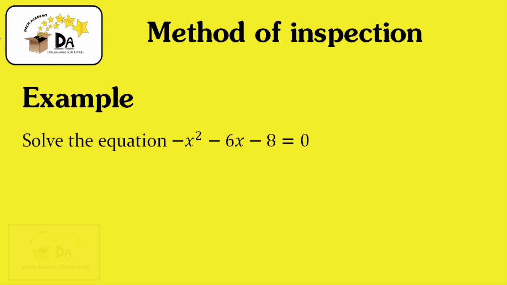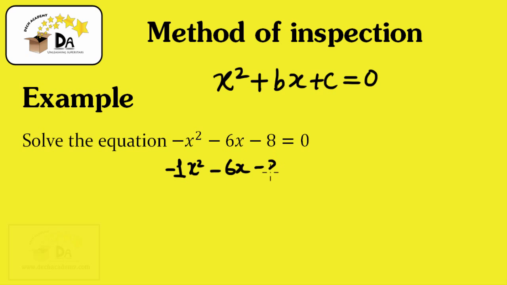Here's a final example which asks for the solutions to this equation: minus x squared minus 6x minus 8 equals 0. Now, by now you know that the method of inspection applies to equations of the form x squared plus bx plus c equals 0, where the key thing is that the coefficient of x squared is 1. In this equation, the coefficient of x squared is minus 1, because this whole equation can be written as minus 1 x squared minus 6x minus 8 equals 0. As you can see, the coefficient of x squared is minus 1, and that's the key trick in this question.